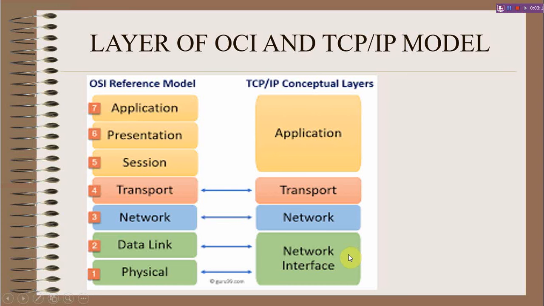Actually, we can also write TCP/IP with 5 layers. We have to divide the network interface layer into data link layer and physical layer. So the OSI model has 7 layers and TCP/IP has 4 layers: application layer, transport layer, network layer, and network interface layer.